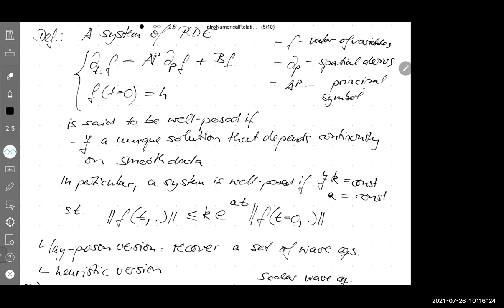Right? Okay, so if I can prove that the solution satisfies this relation, then I can say that the system has a unique solution which depends continuously on smooth data.